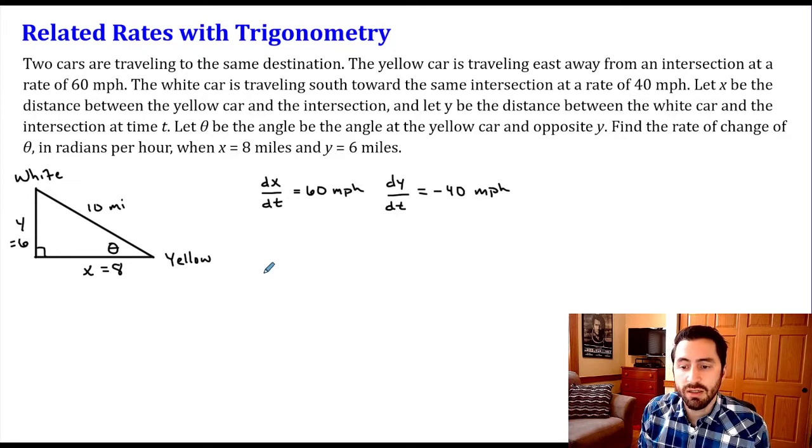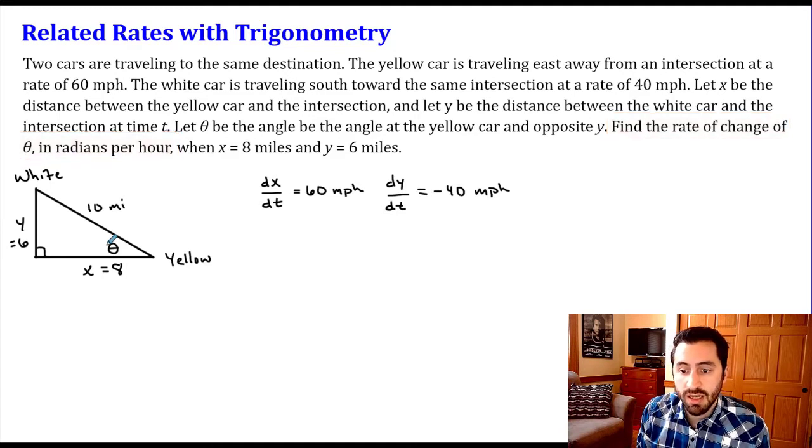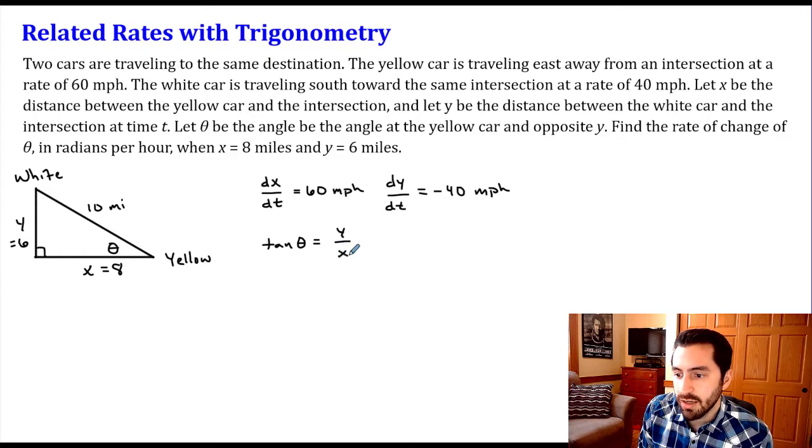The next thing we need is an equation that's going to relate together all of our variables. We want to find the rate of change of theta. So we need to relate theta to x and to y. We can do that with trig. In relation to theta, y is our opposite side, x is the adjacent side. We can use tangent to relate all of those together. So the tangent of our angle theta is equal to y over x. All right, so we have everything we need.